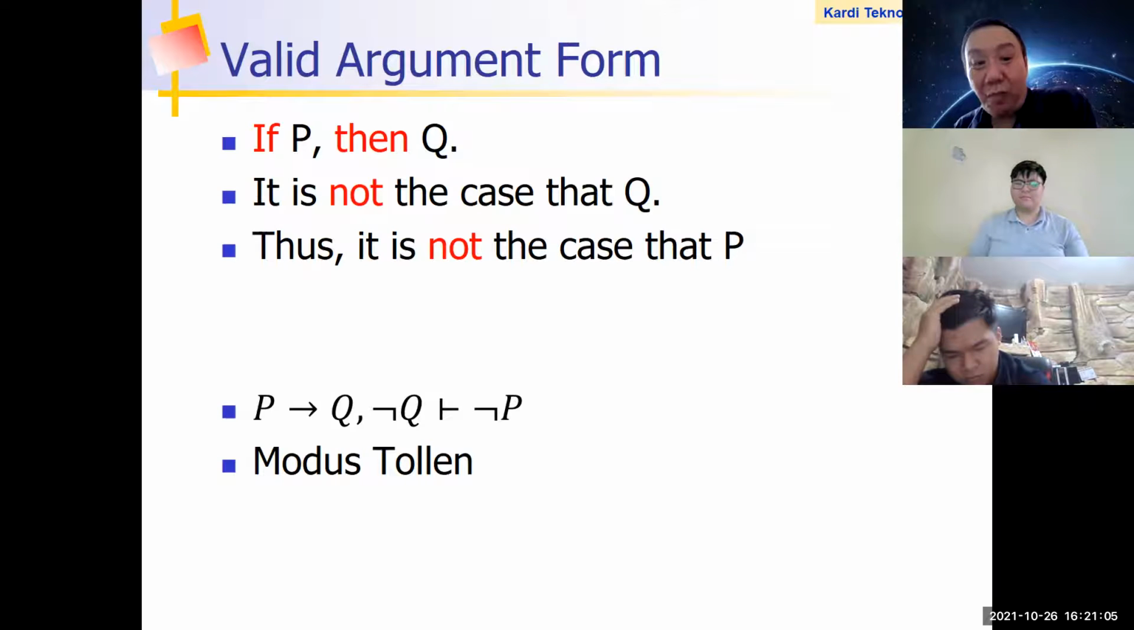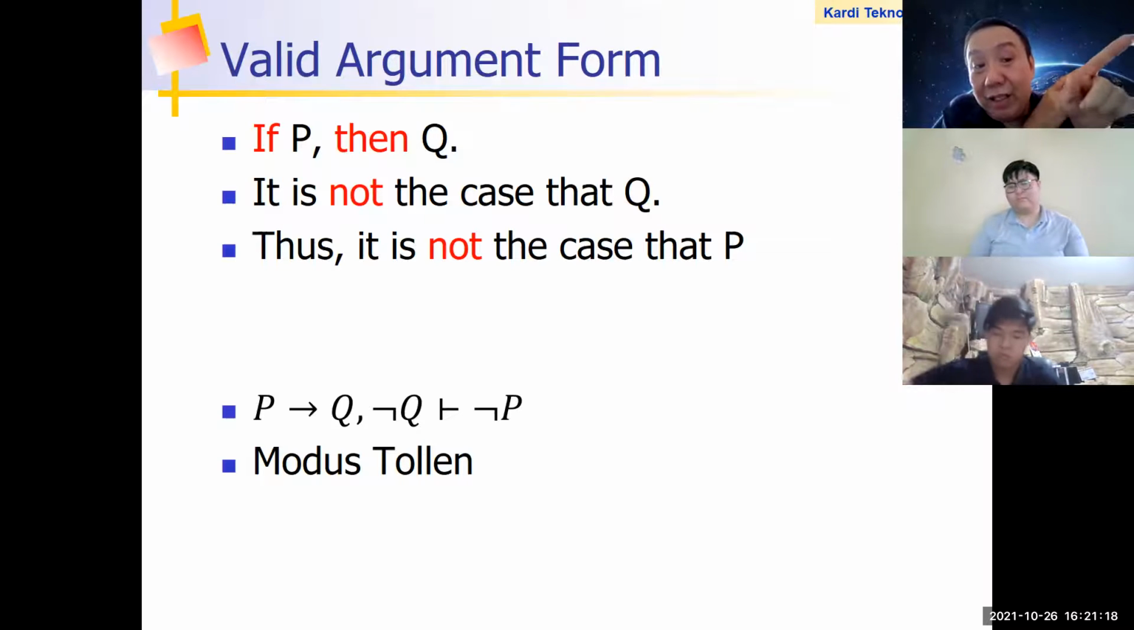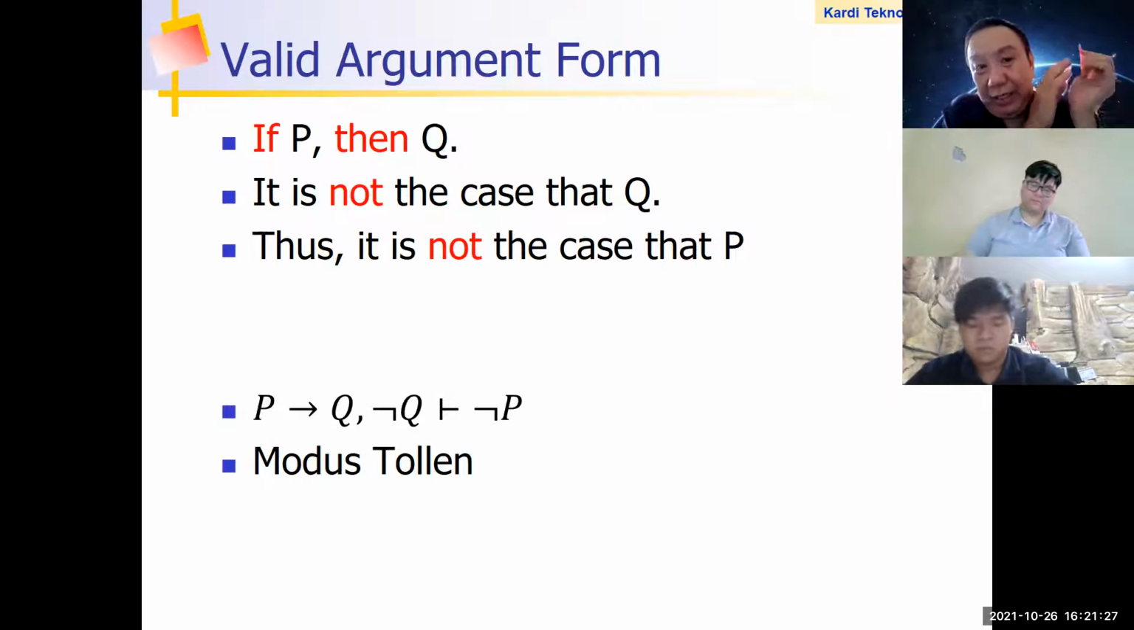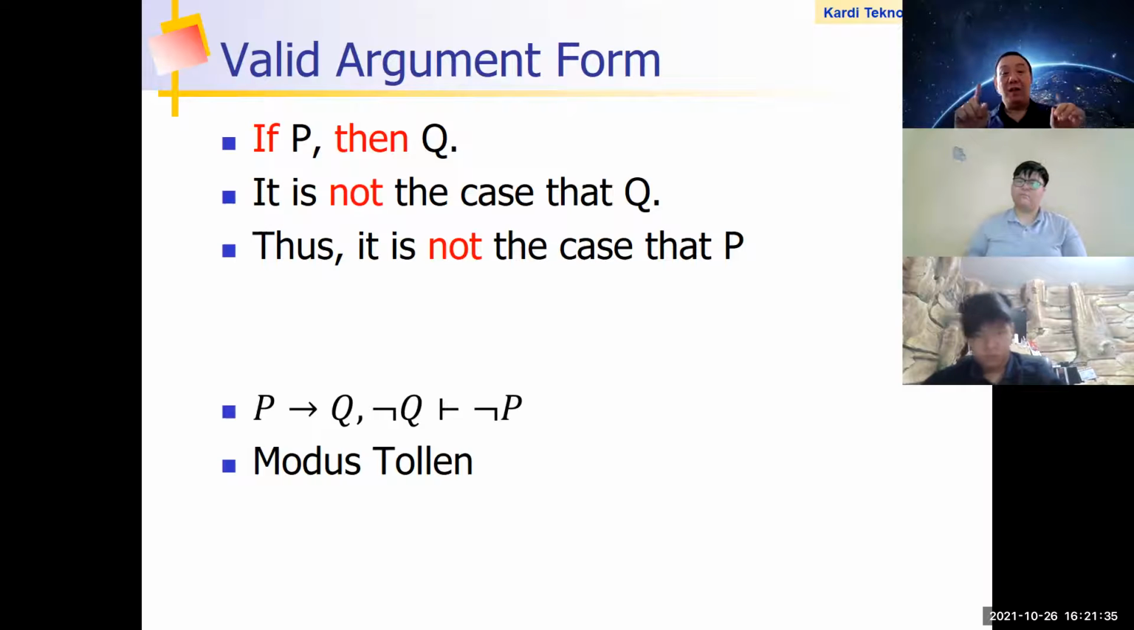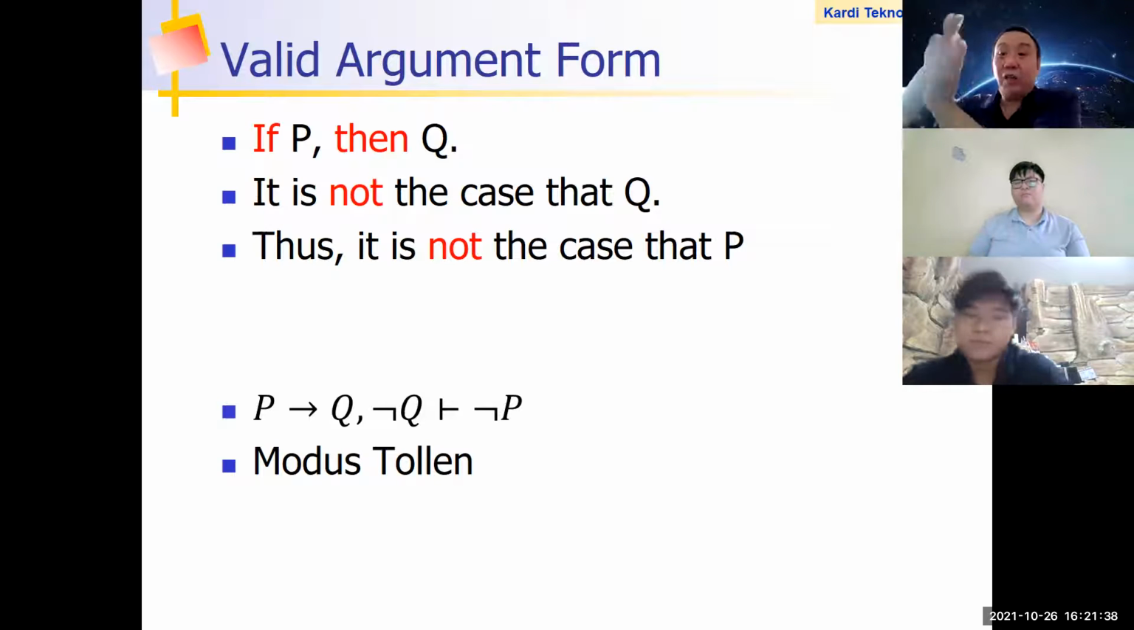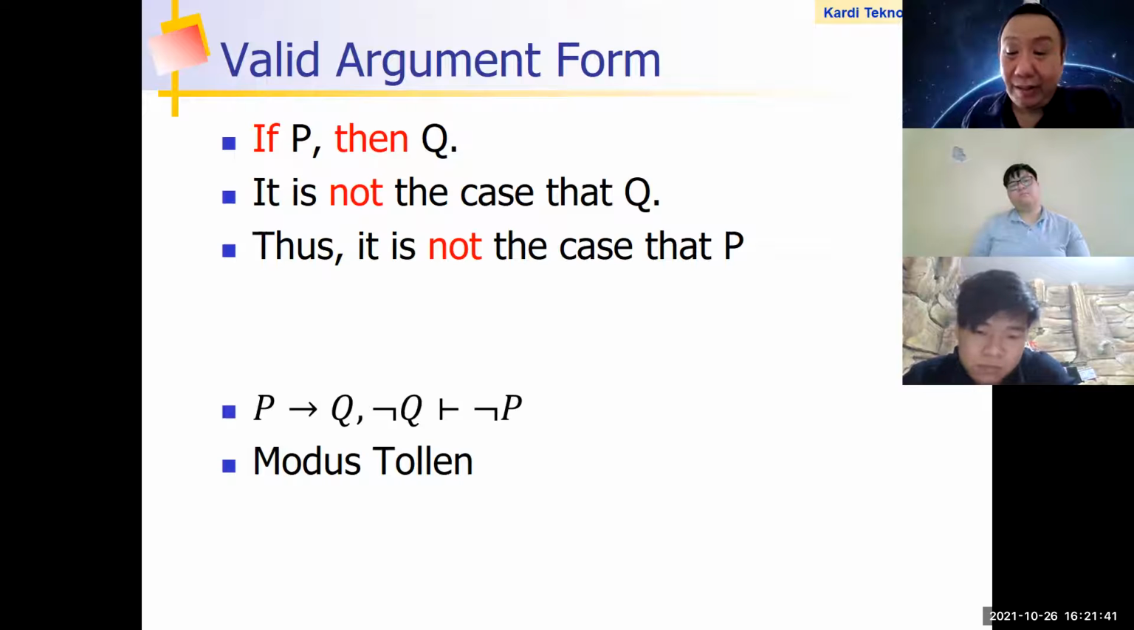The next one is called modus tollens. So what is modus tollens? If P, then Q, the same as modus ponens at first. But the difference is, it's not the case that Q. Then it is not the case that P. Be careful, the one that is not the case is the Q. That is the consequence. Then the implication is not P.